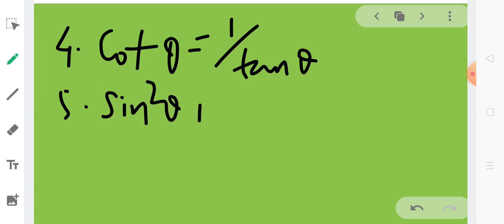Sin square theta plus cos square theta is equal to 1. Now you may also write down sin square theta equal to 1 minus cos square theta, or cos square theta equal to 1 minus sin square theta.